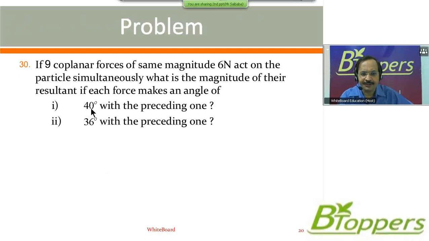360 by 40 will be how much? Equal to 9. That means in the first part of the question, there are n equal to 9 coplanar forces of same magnitude, such that each force makes an angle of 360 by 9, which is equal to 40 degrees with the previous one. Then they can be graphically represented along the 9 sides of a regular closed polygon, all taken in same order. So magnitude of the resultant in the first question will be 0.